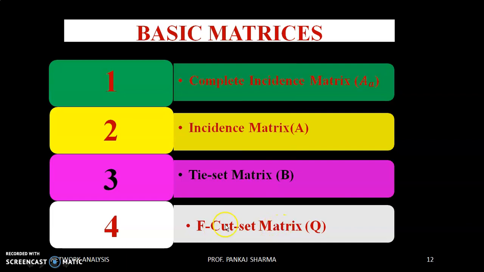The next topic is basic matrices. There are a number of matrices used in network graph theory or topology, and the important ones are the complete incidence matrix denoted by A, incidence matrix, tie set matrix and cut set matrix. We are going to study all these matrices in detail, their elementary definitions, and with examples we'll have illustrations of all these matrices.